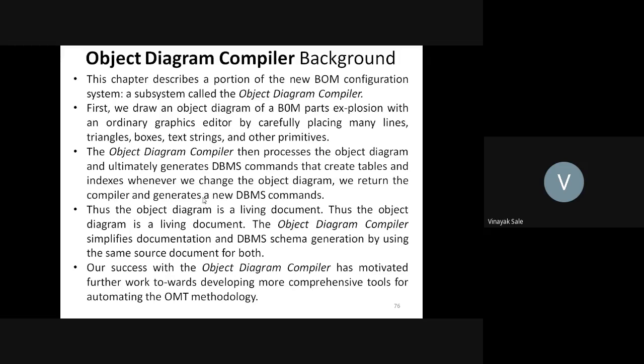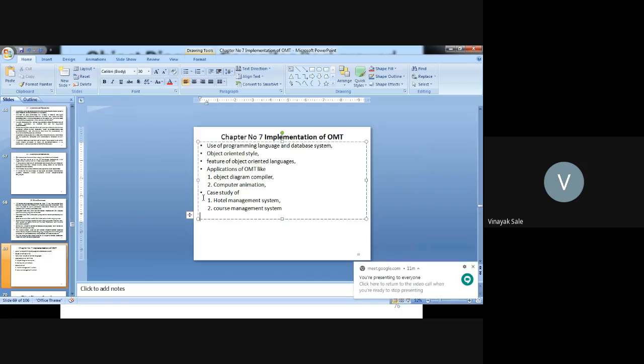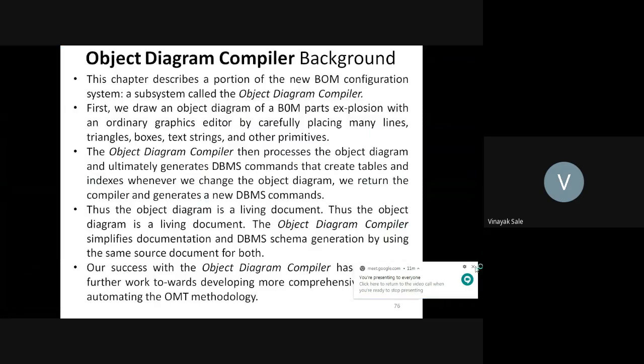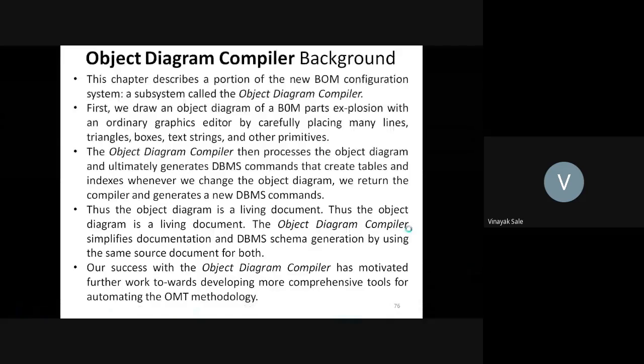Thus, the object diagram is a living document. The object diagram compiler simplifies documentation and database schema generation by using the same source document for both. Our success with the object diagram compiler has motivated further work towards developing more comprehensive tools for automating the OMT methodology.